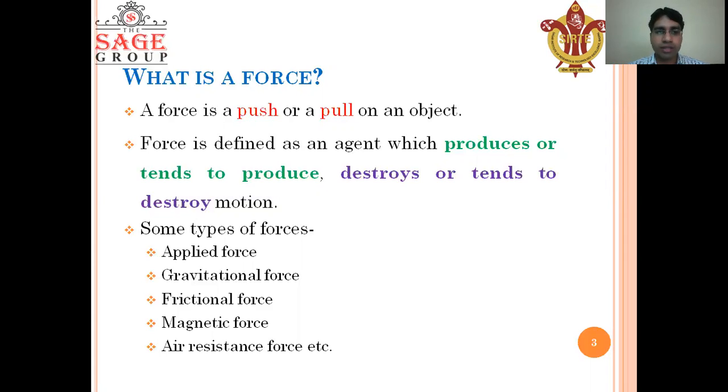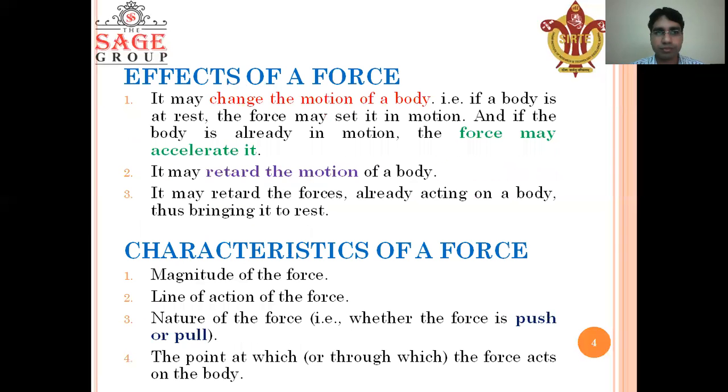Some of the list, as you can see: the applied force, gravitational force, frictional force, magnetic force, air resistance force, etc. There are many forces, and we have to discuss the effect of these forces. It may change the motion of a body. That is, if a body is at rest, the force may set it in motion, and if the body is already in motion, the force may accelerate it.